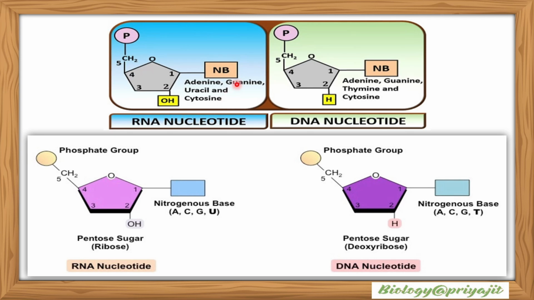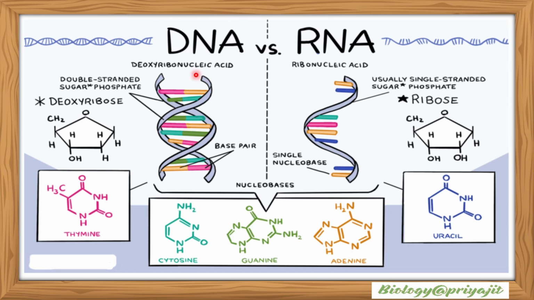So this is the RNA nucleotide and the DNA nucleotide. These are the differences between DNA and RNA. DNA is a double-stranded structure with a sugar phosphate backbone. RNA is single-stranded. It also has a sugar phosphate backbone, but it has ribose sugar, whereas DNA has deoxyribose sugar. DNA has thymine and RNA has uracil.